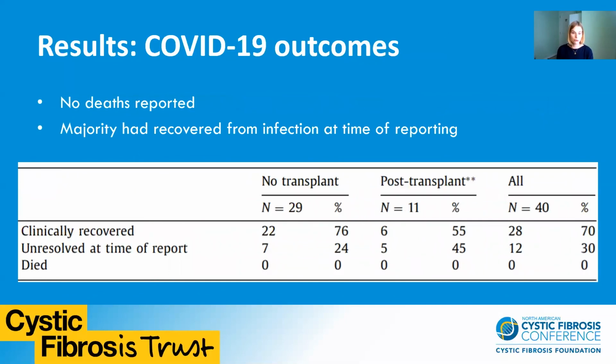In terms of outcomes of COVID-19, as far as we're able to monitor them at this stage, we didn't have any deaths reported in that cohort of 40 at the time of reporting, and actually the majority had recovered from their infection by the time we were reporting on their cases. So you can see that in the overall group, we had 70% of people who clinically resolved at time of reporting, and 12 individuals who had not yet resolved of their COVID infection at the time of reporting.